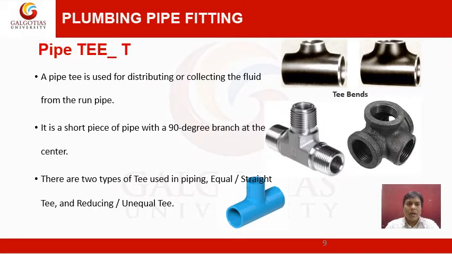Pipe tee. A pipe tee is used for distributing or collecting the fluid from the run pipe. It is a short pipe or fitting with a 90-degree branch at the center. There are two types of tees used in piping: equal or straight tee, and reducing or unequal tee. Reducing or unequal tee we will discuss in the next slide.